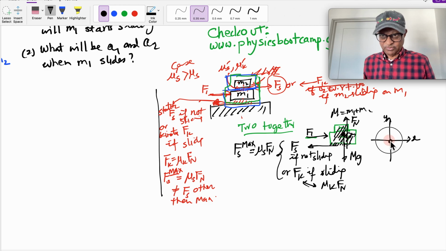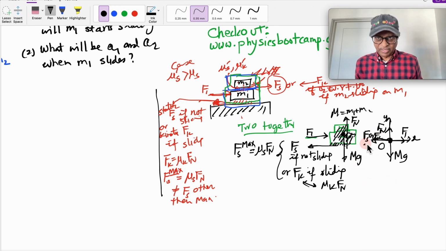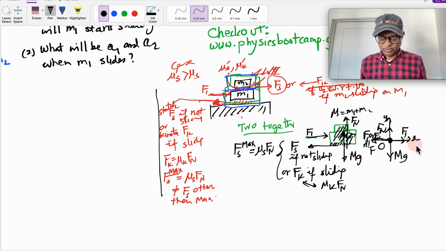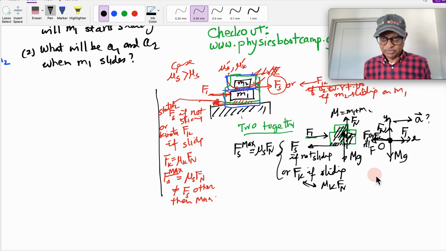So you can see F1, all the free body diagram, you write force starting from the origin: Fn, capital Mg. It's going to be Fs or Fk. Just leave it alone for now. Let's call this just F. And if there's acceleration, it can be in that direction. If it's moving, then this is very easy to write and conclude all the things that we want to conclude.